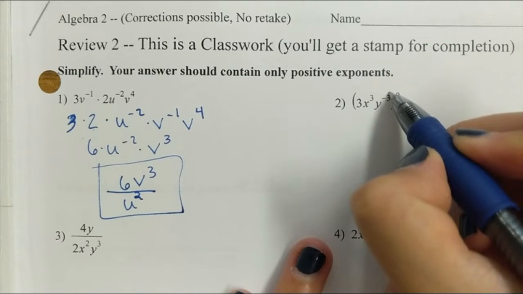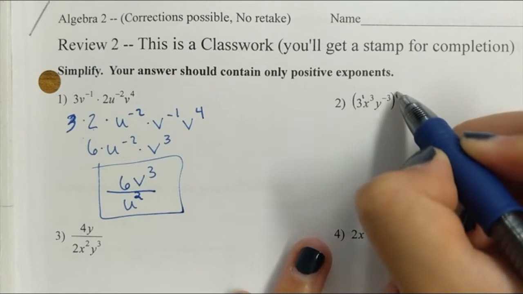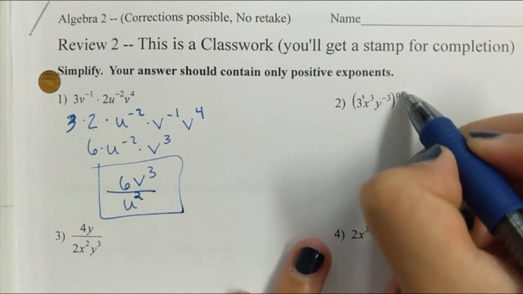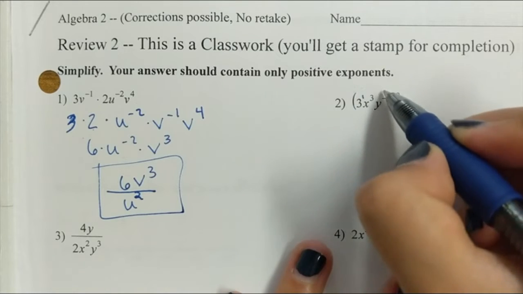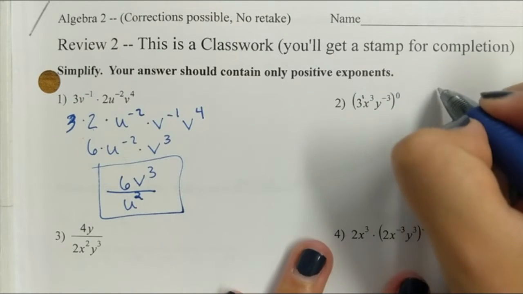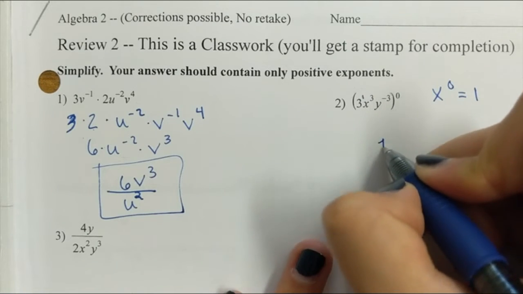Okay, everything to the power of 0: anything to the power of 0 is 1. This 0 next to this parentheses means everything inside of here is going to get multiplied by 0 in the exponents. But it doesn't matter what's inside of here, because everything is to the power of 0, and anything to the power of 0 is 1. So this is simply 1.